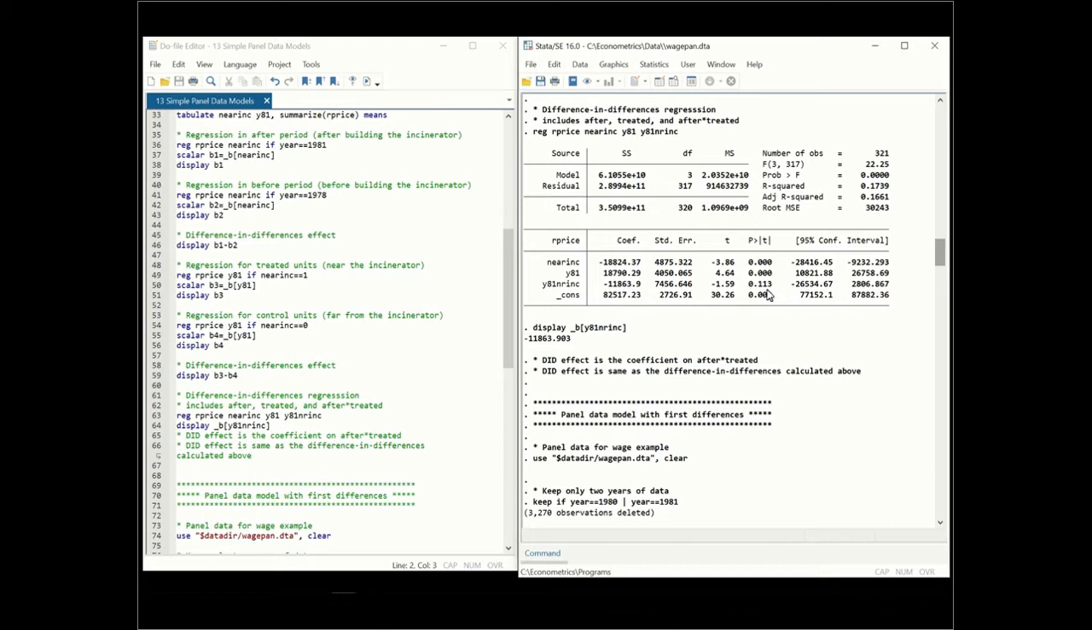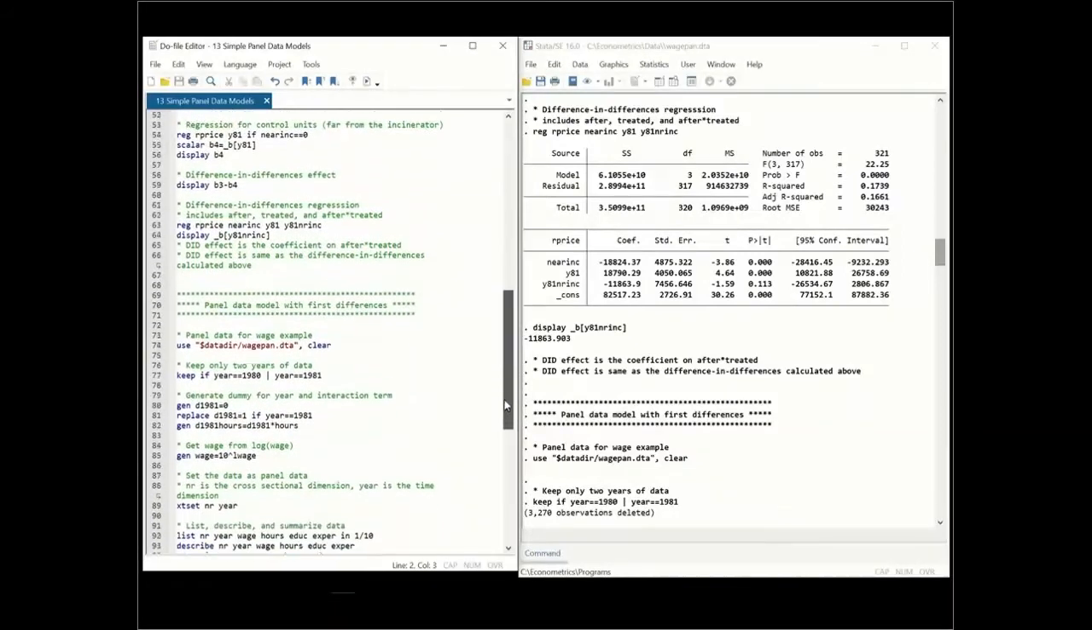And so we're finding that overall building of the incinerator did not result in significantly lower house prices. So this was difference in differences model.